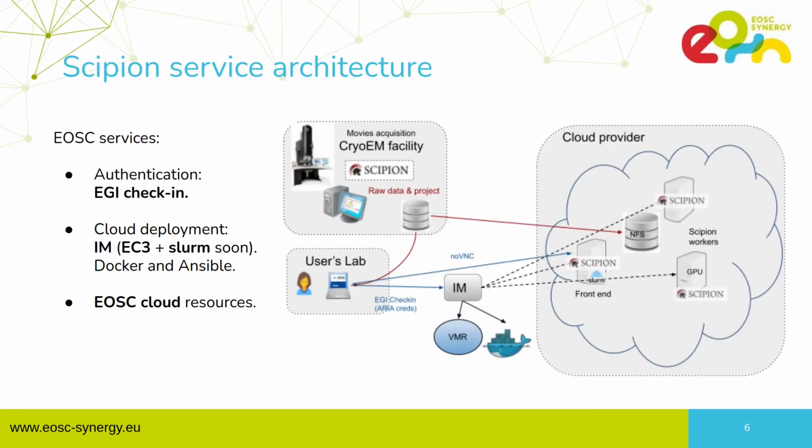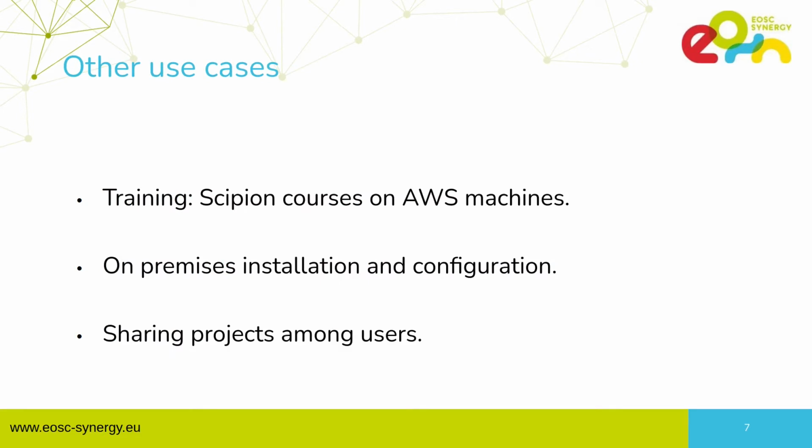The service integrates several EOSC core services, such as EGI Check-in for authentication, the Infrastructure Manager for cloud deployment and configuration, and EOSC cloud resources. Soon, Infrastructure Manager will be replaced by EC3 for elastic cluster deployment. Infrastructure Manager recipes can be used to deploy our training machines in AWS for Scipion courses. Also, recipes can be reused and customized to install and configure the same setup on local servers and clusters.